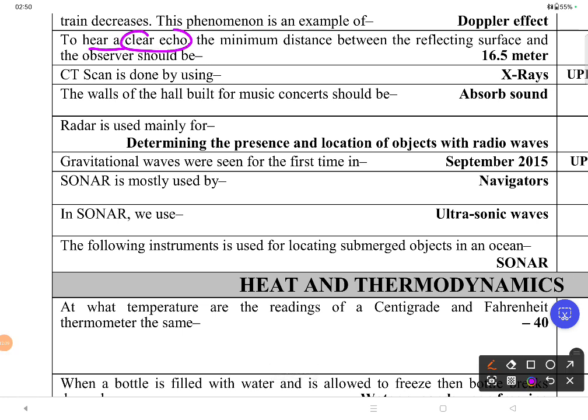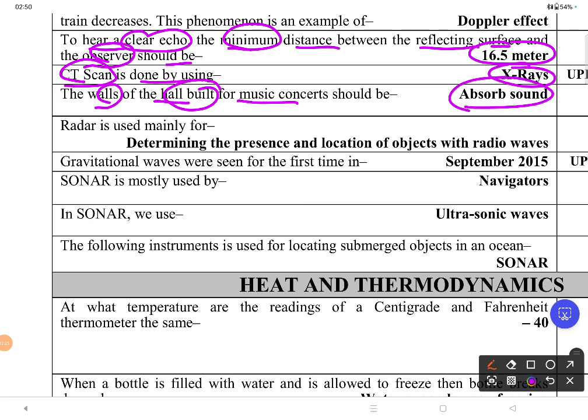To hear a clear echo, the minimum distance between the reflecting surface and the observer should be 16.5 meters. CT scan is done by using X-rays. The walls of the hall built for music concerts should absorb sound. The radar is used mainly for determining the presence and location of objects with radio waves. Gravitational waves were seen for the first time in September 2015.